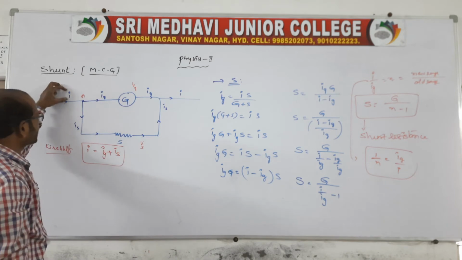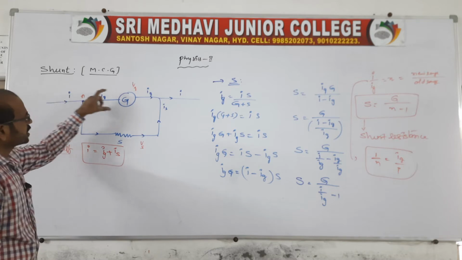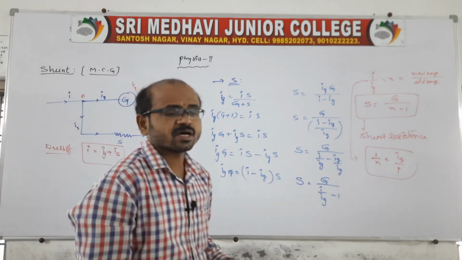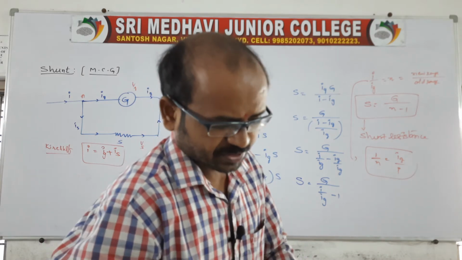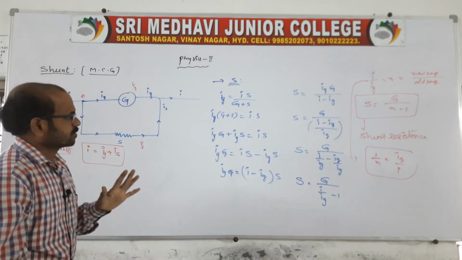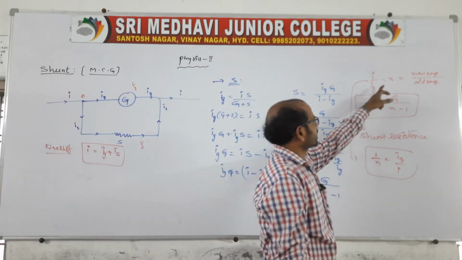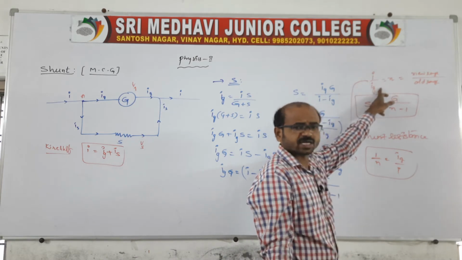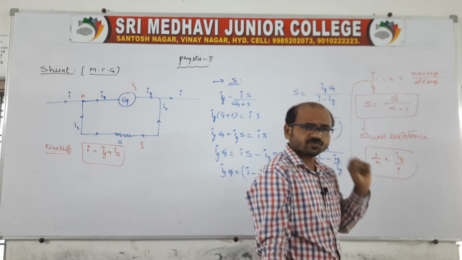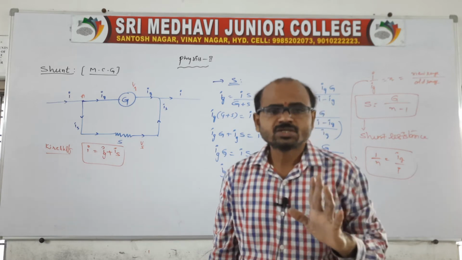The total current I enters at junction A. Out of the total, how much current flows through the galvanometer? 1 by nth part of the current flows through the galvanometer. We can say 1 by n, or n is nothing but I by Ig. The current flowing through the galvanometer is 1 by nth of the total current.